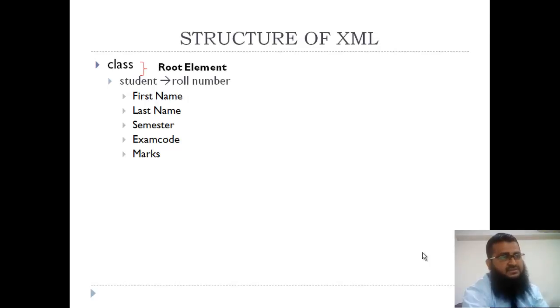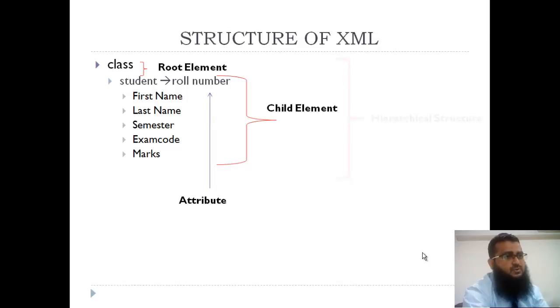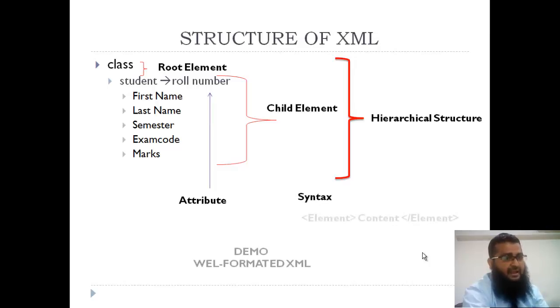This is the root element. All documents have a root element, starting with the starting tag and ending with the ending tag. These elements are called child elements, this is an attribute, and the whole structure of the document is the hierarchical structure. So this tree-like structure is the core asset of an XML document. All documents are composed of this tree-like structure. The syntax of the structure is element content, and the tag is closed by the element.